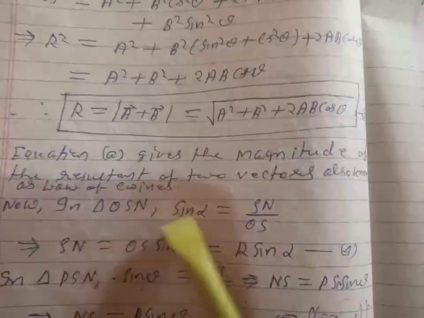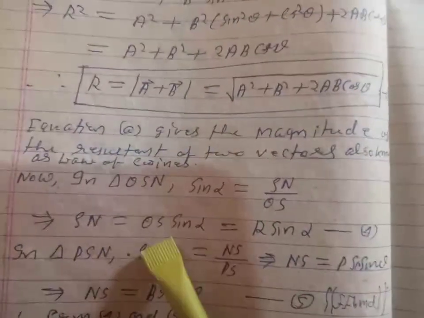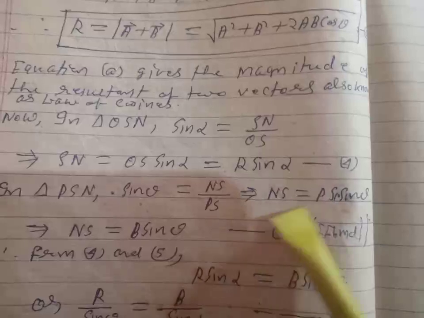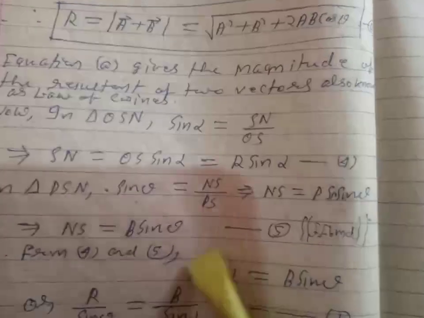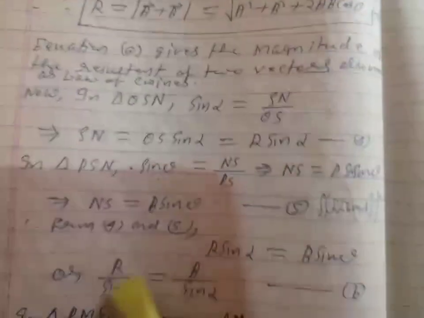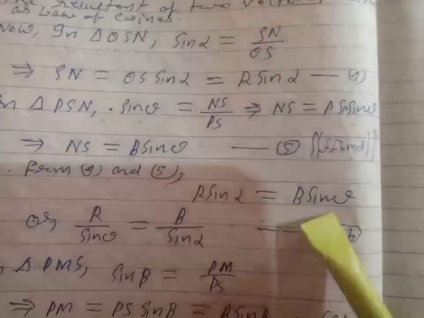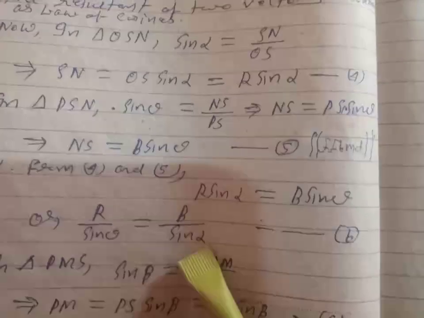In triangle OSN, sin alpha equals SN by OS. This implies SN equals OS sin alpha, equals R sin alpha. Equation 4. And in triangle PSN, sin theta equals NS by PS. This implies NS equals PS sin theta, or NS equals B sin theta. Equation 5. Hence, from 4 and 5, R sin alpha equals B sin theta, or R by sin theta equals B by sin alpha. Equation B.